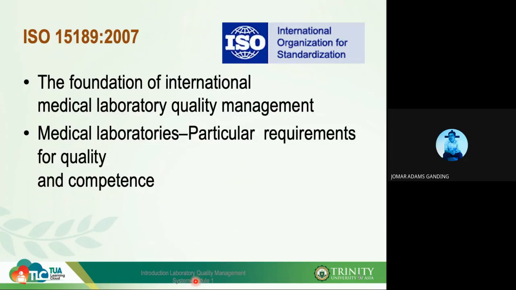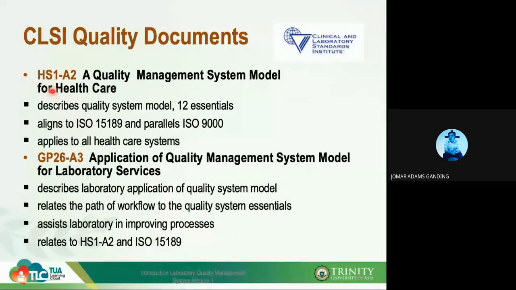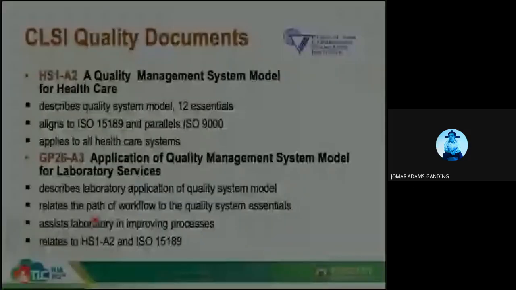Okay? So for the last part, we have your CLSI, we have your HS1-A2 entitled A Quality Management System Model for Healthcare. So this is very much similar to the ISO 15189 and ISO 9000. It applies to all healthcare systems. Okay? And we also have your GP26-A3, which is now the application of quality management system model for laboratory services. Okay? Laboratory services. So this is pretty much concerned with the path of workflow of the quality system essentials within your laboratory. So there are a lot of CLSI documents.